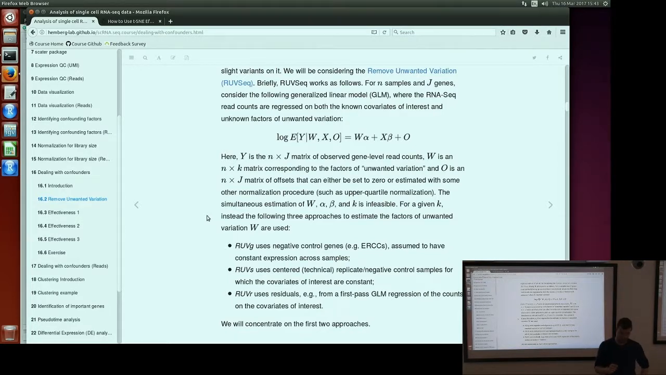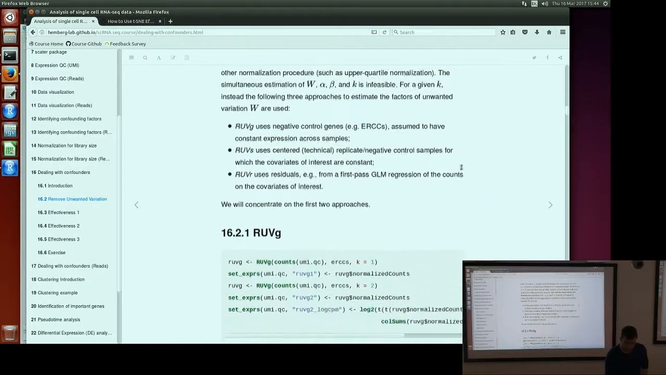RUVr uses residuals, so it first fits a GLM regression model on the counts on the covariates of interest, and then based on those residuals tries to essentially learn the unknown factors, having removed the effect of the known covariates of interest. So we're going to focus on RUVg since that uses this concept of control genes like spike-ins, and RUVs, which uses the endogenous genes instead, and as we'll see, often performs better.